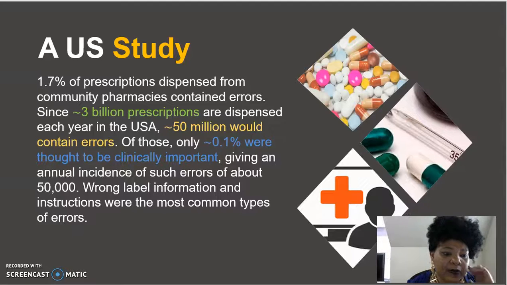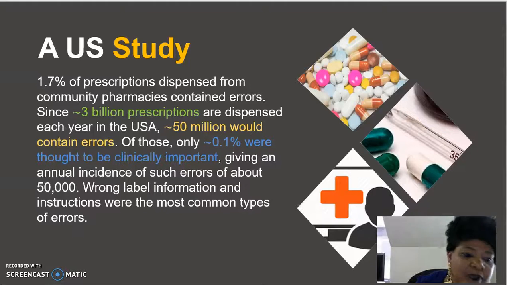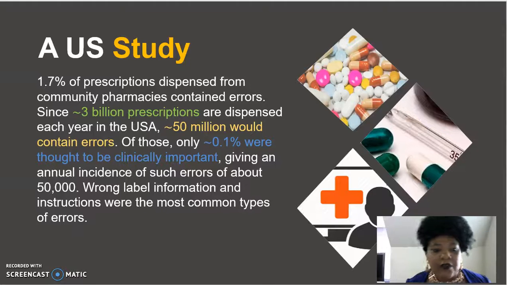Also, look at how the process goes on and on. 1.57 prescriptions were dispensed in the US. Among it, 3 billion prescriptions were actually dispensed in America each year. And among that 3 billion, 50 will contain errors, and 0.1 were thought to be clinically important. And among them, given an annual incidence of errors of about 50%, wrong labeling information and instruction were the most common types of errors.